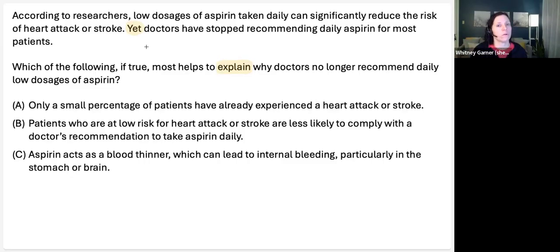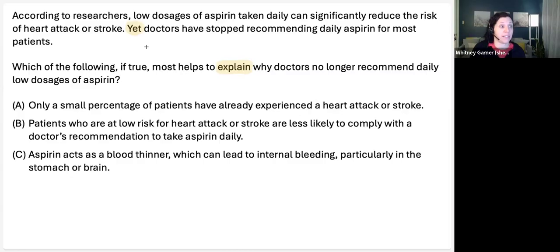So in our first sentence, this is where they have to tell me an expected relationship. What are they telling me? They're telling me that if you take a low dose of aspirin, it might be good for you in this one way. If you take a low dose of aspirin, it would significantly reduce your risk of having a heart attack or a stroke. Aspirin, good for heart attack, stroke, right? So that's setting up the understanding.